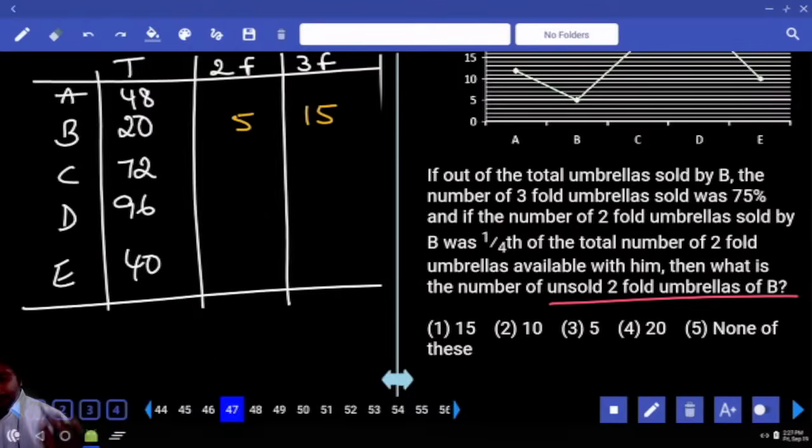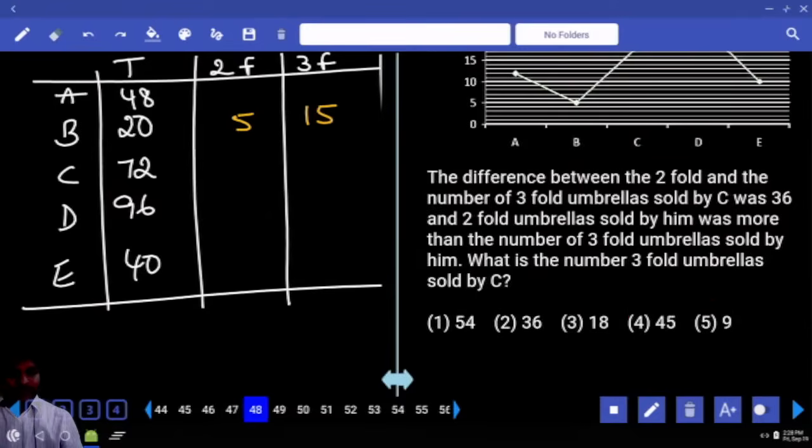Are you okay? The difference between the number of two-fold and three-fold umbrellas sold by C was 36. And two-fold umbrellas sold by him was more than that of three-fold umbrellas sold by him. What is the number of three-fold umbrellas sold by him? C. What is the sum?